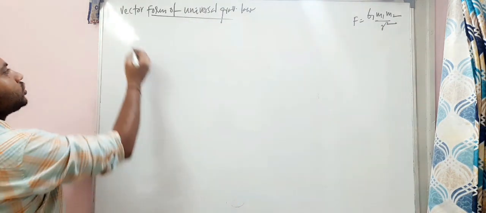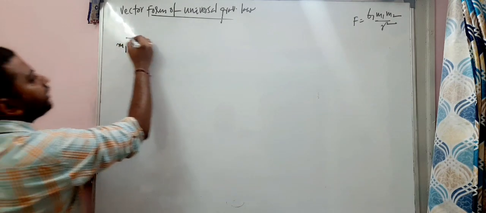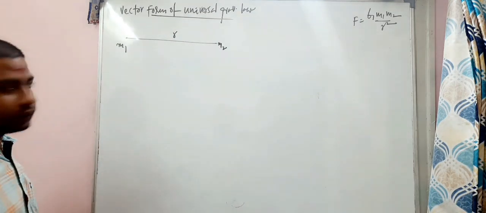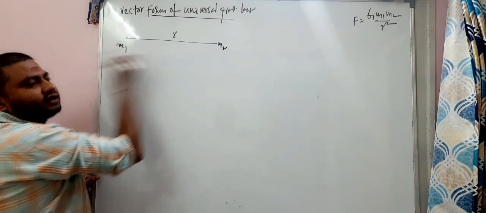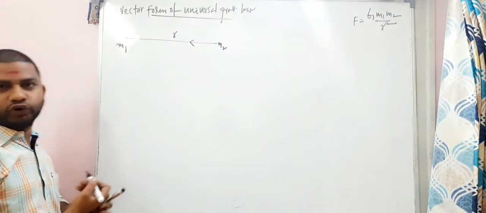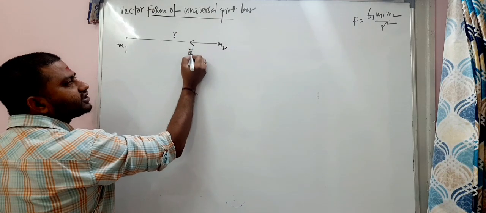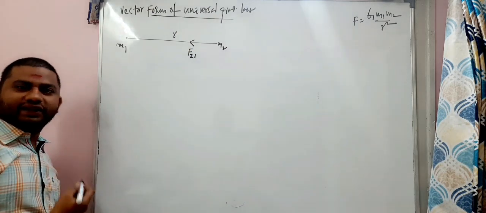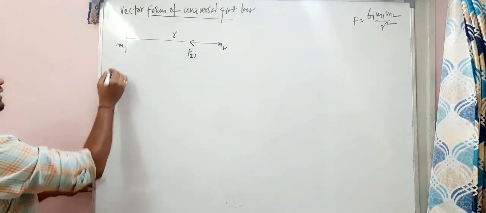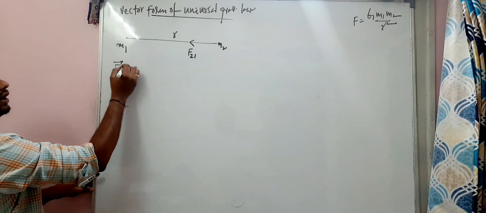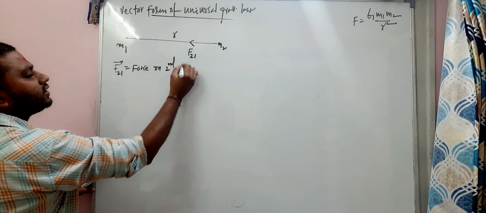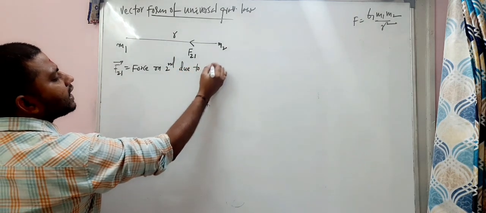Listen everybody. There is a body of mass m1 at a distance r from the mass m2. Carefully observe what I have told you: this m1 will attract m2 with some force. So I am writing the force on the second mass due to the first mass, F21 bar, that is, force on second mass due to first mass.